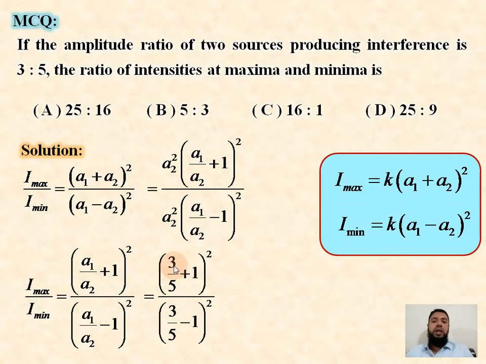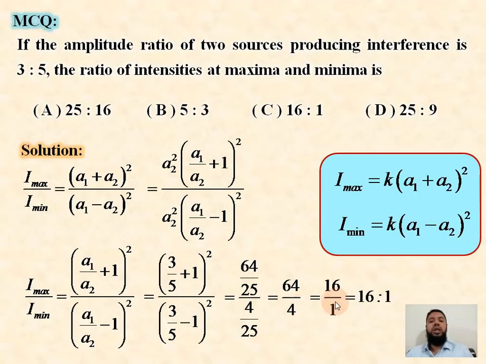Now substitute the value of A1 by A2 as 3 by 5. Then on simplification, 3 by 5 plus 1 will become 8 by 5. 3 by 5 minus 1 becomes minus 2 by 5, whole square ಮಾಡಿ. 64 by 25 divided by 4 by 25. 25 cancel. 4 ones are 4, 4 16s are 64, divide ಮಾಡಿದಾಗ it reduces to 16 by 1 and the ratio is 16:1. Hence the correct option is option C, 16:1.